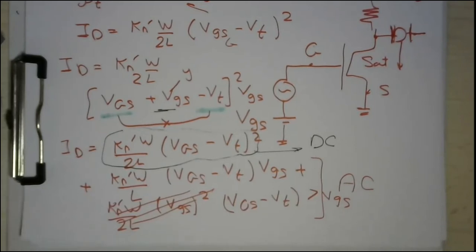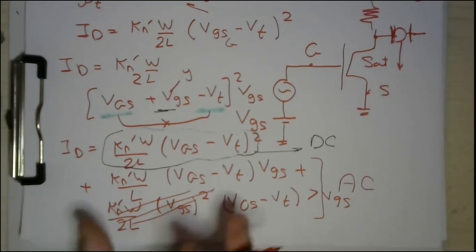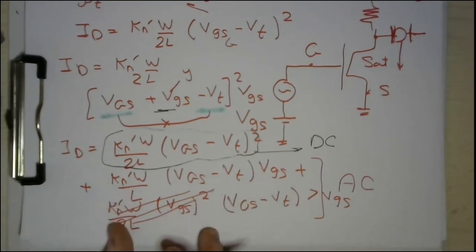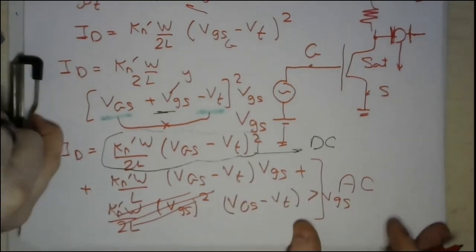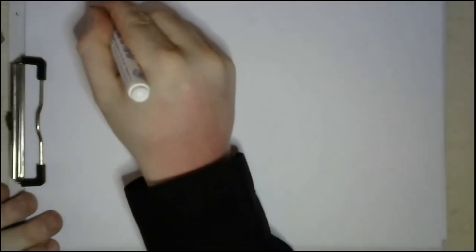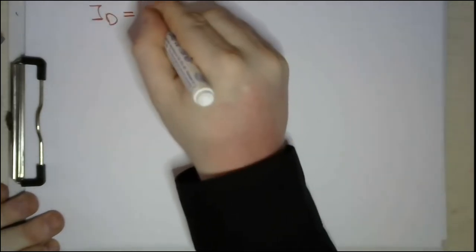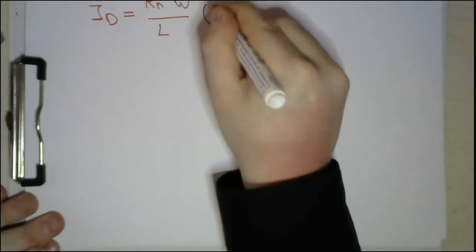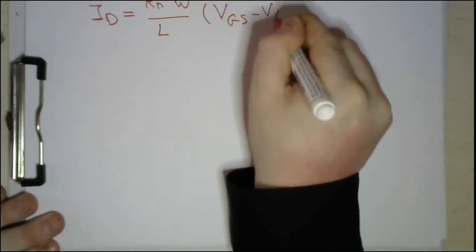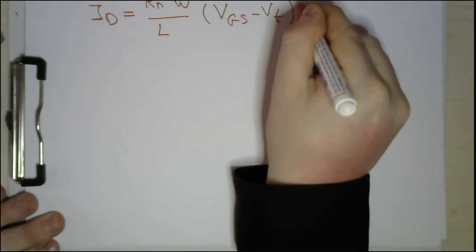Of course, my dear students, this is an approximation. In reality, this term exists. However, in order to make our study a bit easier mathematically, we just neglect the second order term and keep it a linear equation. Accordingly, we can rewrite our ID equation so that ID equals Kn dash W over L times V capital GS minus V threshold times V small gs.